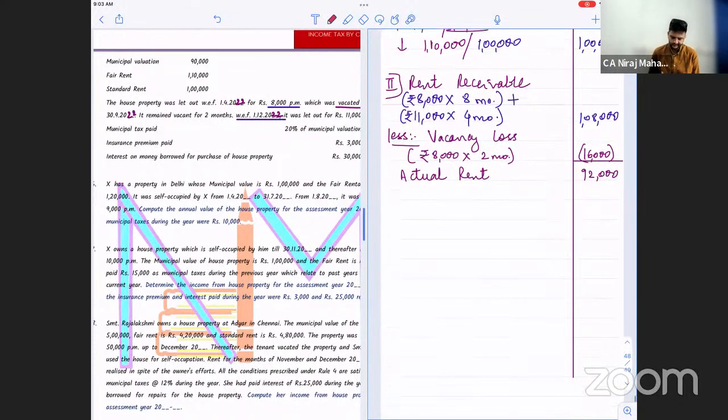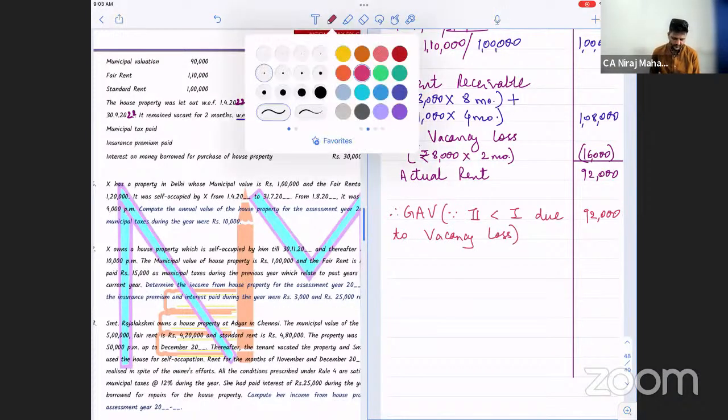Understood, clear, all of you? I'll write that down one more time. Why is GAV 92? Since step 2 is lower than step 1 because of vacancy loss. Fine till here? So my GAV is 92.